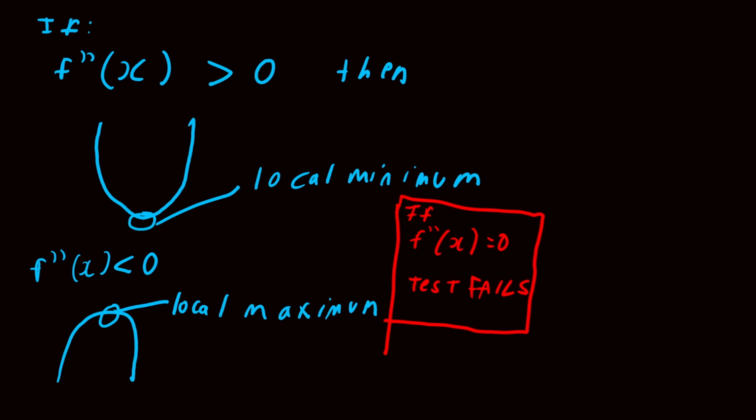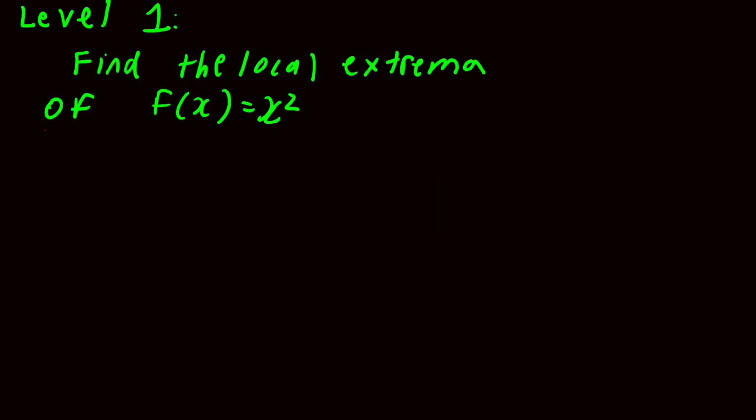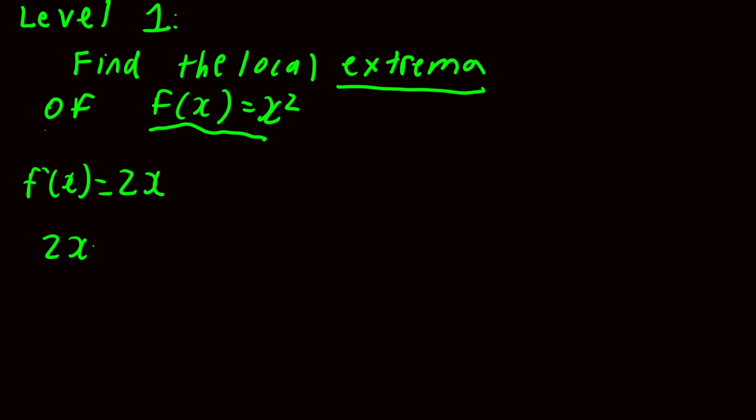So let's start off with an easy example. Find the local extrema of f of x equals x squared. Now, extrema just means the extreme points of a function. So the minimum or the maximum. So remember, first step, we find the critical points, and we find the critical points by setting the derivative of the function equal to 0. So let's first find the derivative. So f prime of x is just 2x using power rule. Now, we set 2x equal to 0. If 2x equals 0, then x equals 0, and boom, this is our critical point.